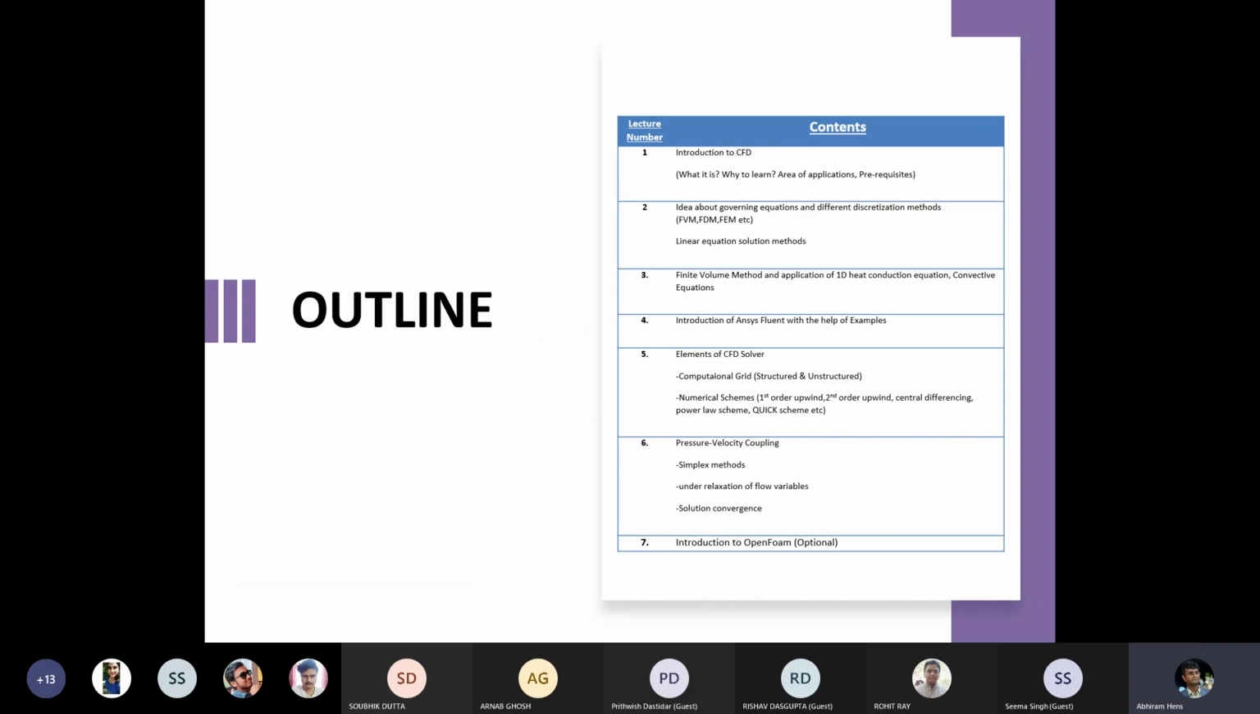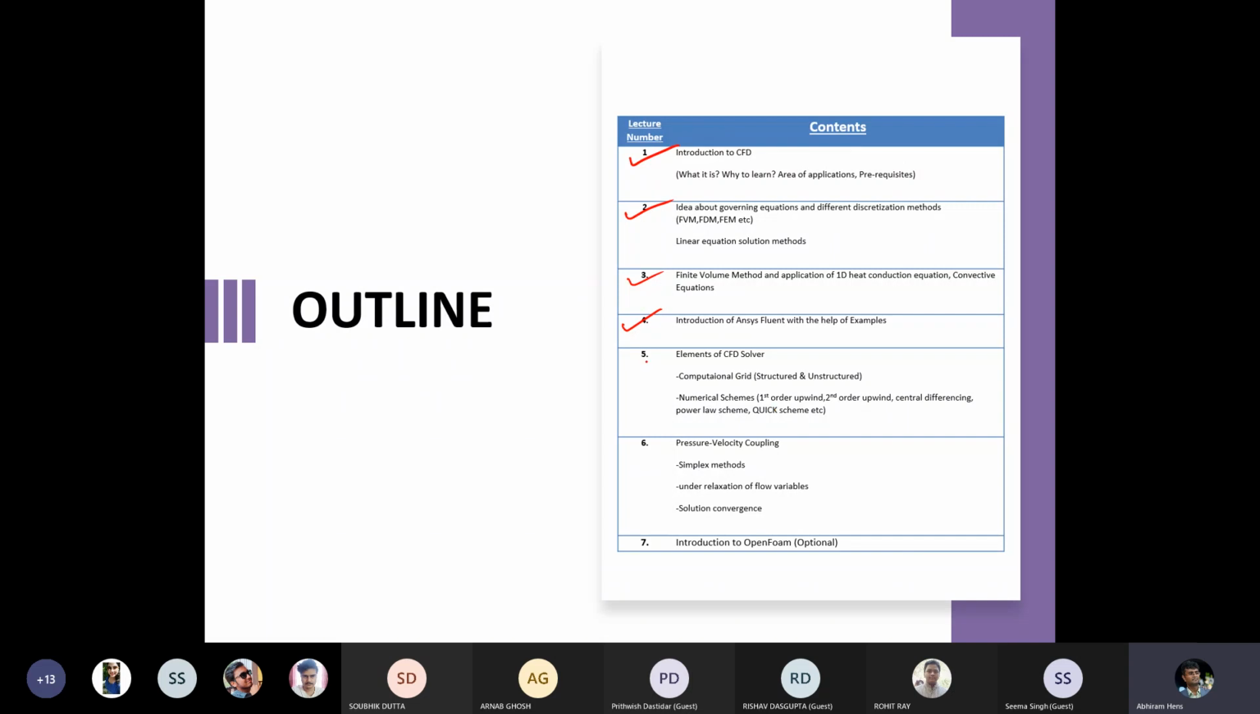This is the outline of the course. Once more, you see that we started from this introduction of CFD, then the idea about governing equations, discretization methods, then the finite volume method, and introduction to ANSYS Fluent. We also spent one dedicated lecture on doing a case study in ANSYS Fluent: what are the steps. And I have shared with you tutorial videos. If you have practiced, then you can definitely get an insight. So this is the thing that we have covered.